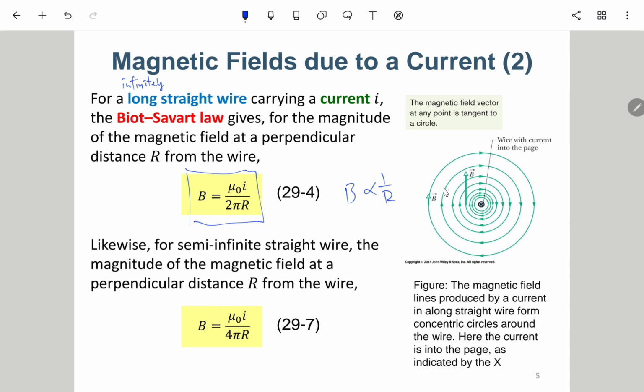And how can we determine the direction of the B field? It is again the right-hand rule, always the right-hand rule. You use your thumb pointing along the direction of the current, and then your fingers will follow the direction of the B field. In this case, the current is going into the page, so the B field is clockwise. Clockwise, and counterclockwise is the opposite.